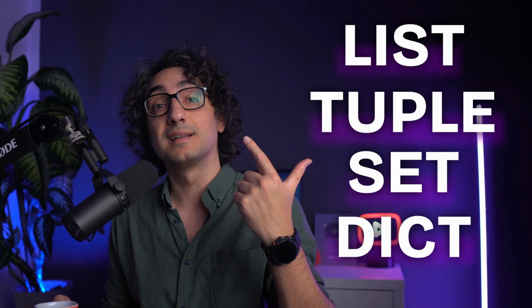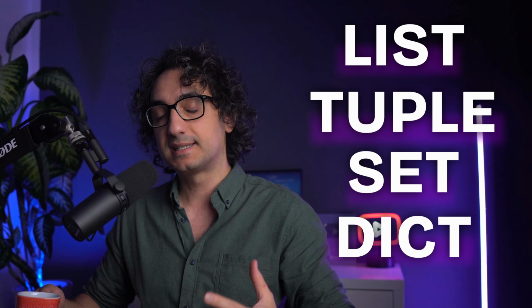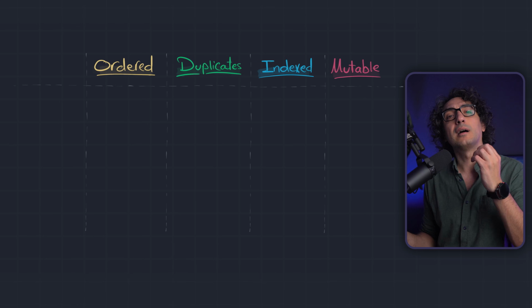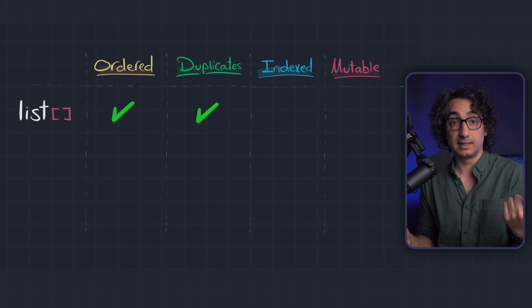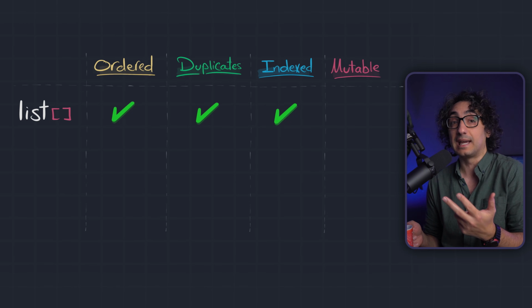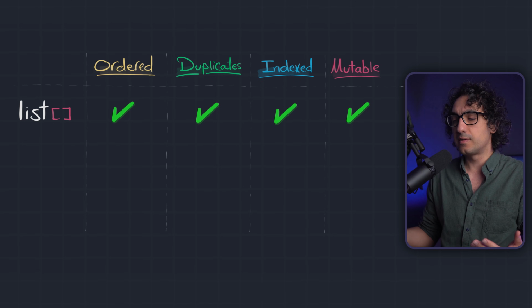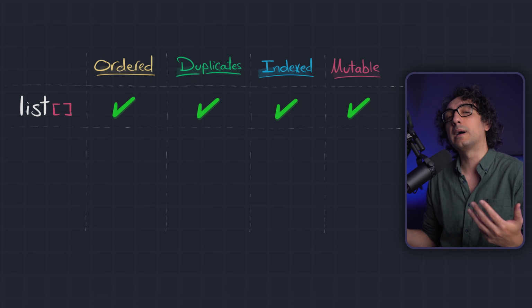Alright, now what we're gonna do, we're gonna compare all those 4 types, the list, tuple, sets, and dictionary, side by side to understand the differences between them. So first, lists are flexible ones. They keep their order, they let you have duplicates, you can grab things by the index number, and you can change them whenever you want, so you can add, remove, update stuff.